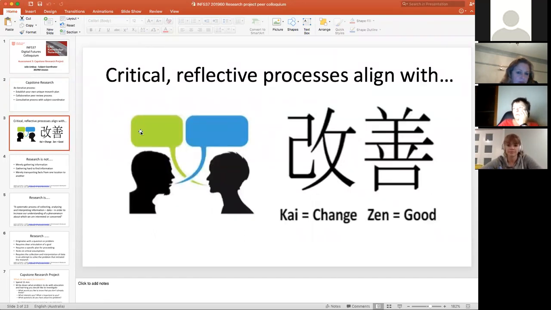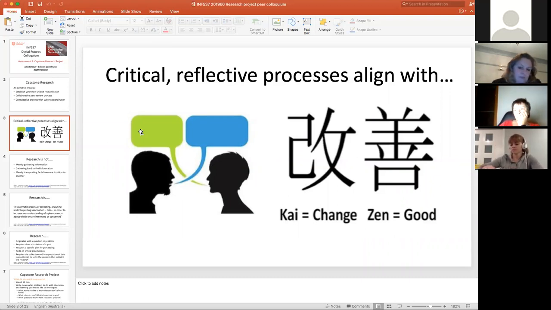Now, as well as being a research process, it's also a critical reflective process. And this is Japanese. I don't know if any of you speak Japanese. I certainly don't. But there's a Japanese term called kaizen. I'm probably not pronouncing it correctly. And that means change for the good, all right? So one idea of doing research is that you want to find out what is happening so that you can actually make recommendations for change. Change that is, in your opinion, based on your research, so not just opinion, but based on your research, change for the good, okay?